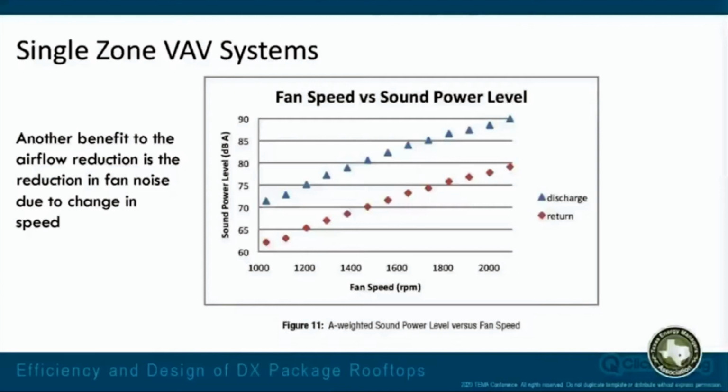Another benefit is as you reduce the airflow, you can have a reduction in fan noise due to the change in speed. If we look at the generic fan I have shown here at 2,000 RPM, it's at about 90 dB. If you drop that in half to 1,000 RPM, you're at a little over 70 dB. So you've got a dramatic difference in sound power as well.